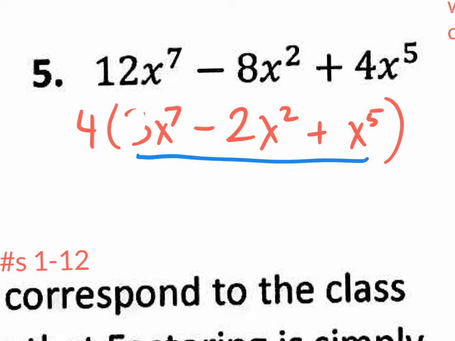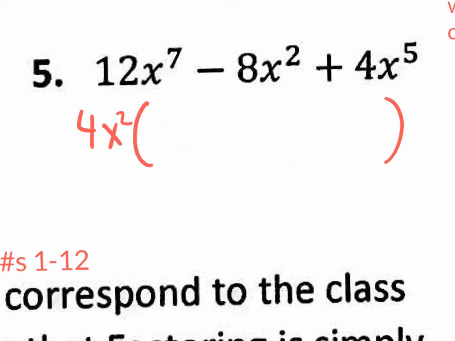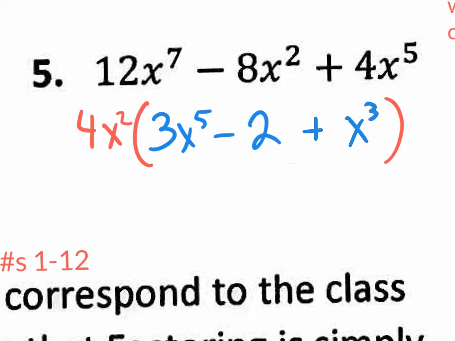And let's pull out the GCF, which is 4x squared. So if we pull out that 4x squared, times what will give us 12x to the 7th? 3x to the 5th, okay? And then how about 4x squared times what will give us that negative 8x squared? Negative 2, that's right. And how about the last one? 4x squared times what will get us that 4x to the 5th? Positive x to the 3rd. Perfect.